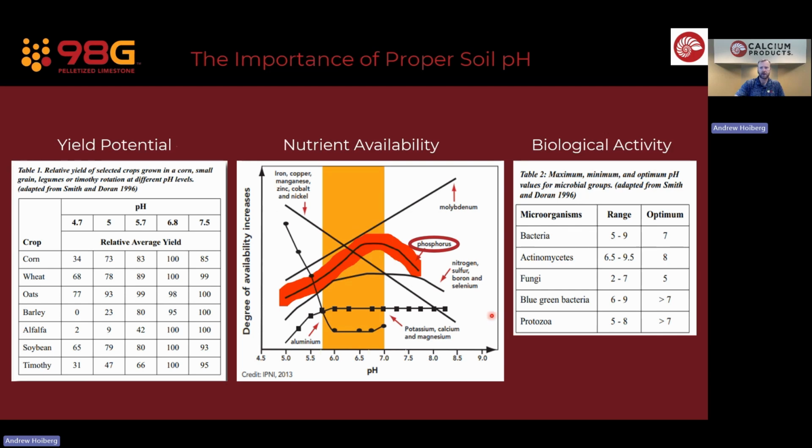Other nutrients are also very important. We talked about aluminum. I won't rehash that again today. We talked about that on Tuesday. But again, phosphorus is really the one when it comes down to dollars and cents.